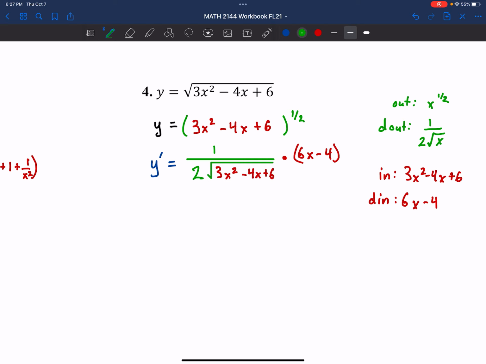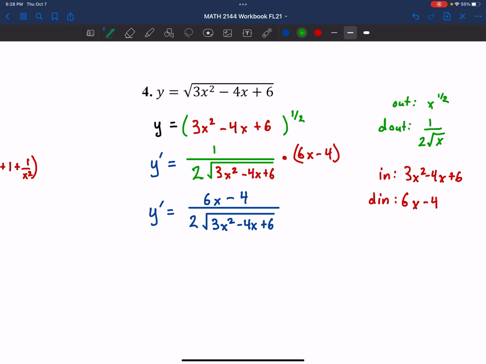We can go ahead and do a quick little bit of cleanup. So the next step, I'm going to go ahead and just put this 6x minus 4 on top and realize there's going to be some cancellation with the 2. Let's go ahead and just do that in 2 steps, actually. So this is going to be 6x minus 4 divided by 2 square root of 3x squared minus 4x plus 6.